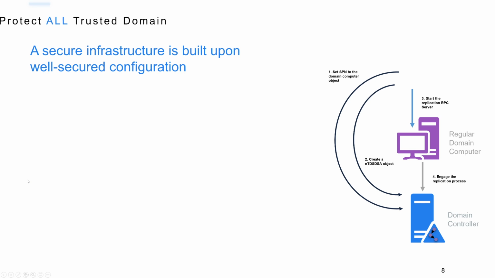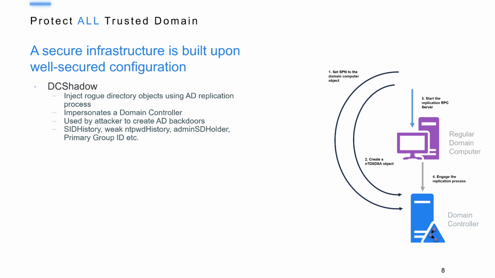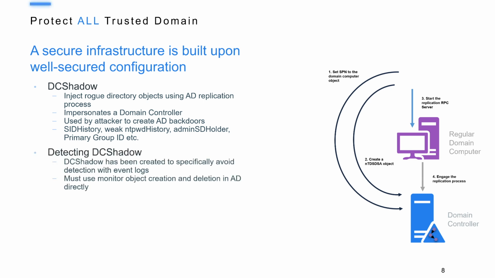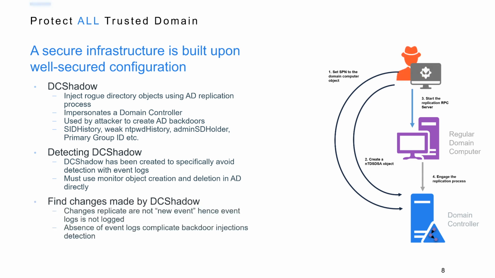What about ongoing attacks? Attacks that do not create event logs, such as DC Shadow. DC Shadow is specifically created to circumvent and evade alerts or event logs, right? So it is very hard to find out if you are under a DC Shadow attack, but it's not impossible. There are certain solutions out there that can detect DC Shadow attack. However, what is difficult is to find the changes made by the DC Shadow itself.